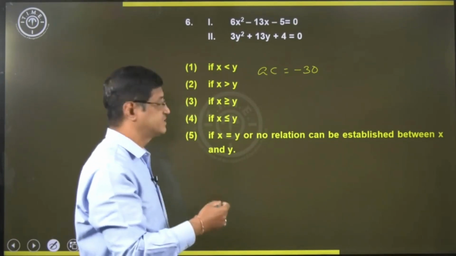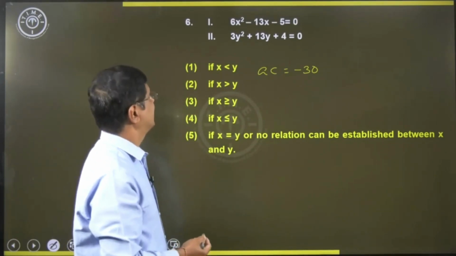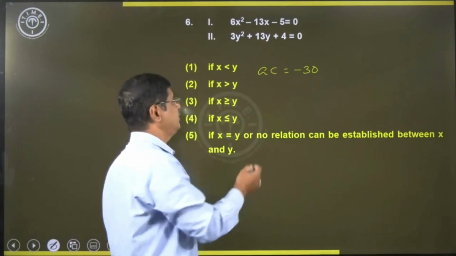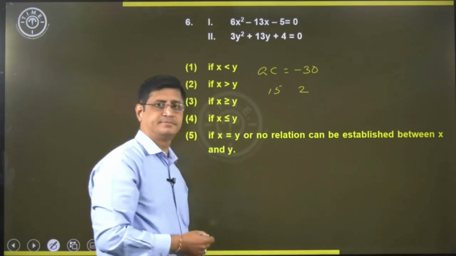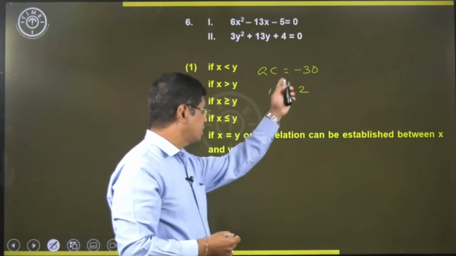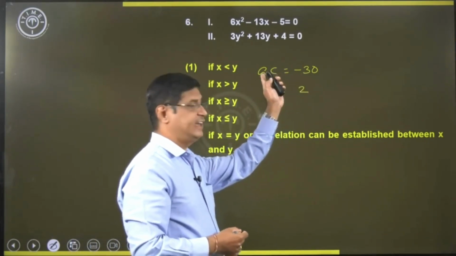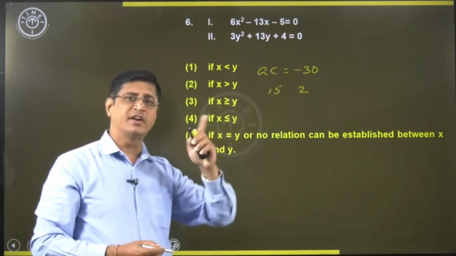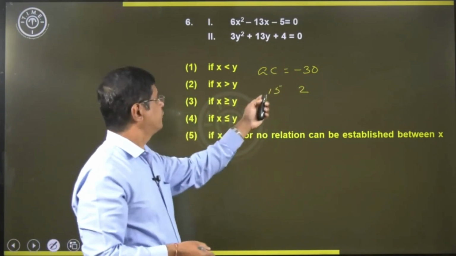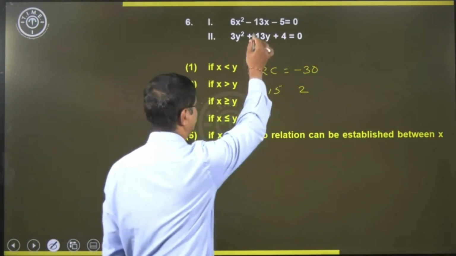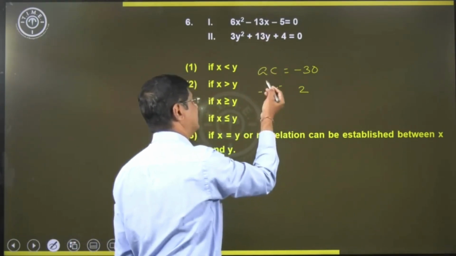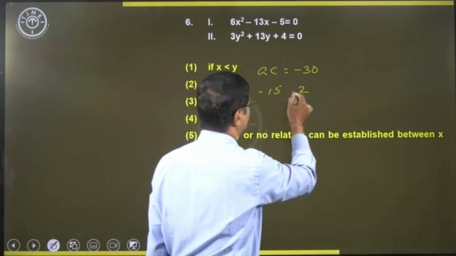So what are the factors? What do we mean by factors? 2 into 15. 2 into 15 is equal to 30. So the product of A and C is negative, so the difference of the factors is the middle term. So 15 and 2, the difference is 13. So what is the value here? Negative 13. So minus 13 means minus 15 plus 2.